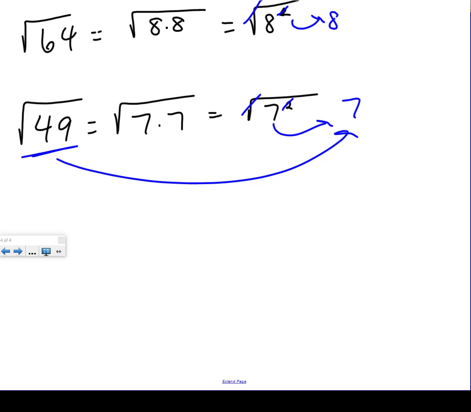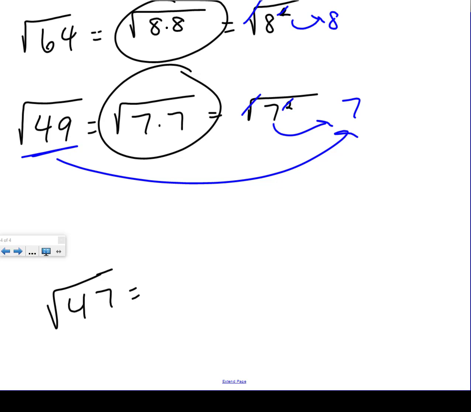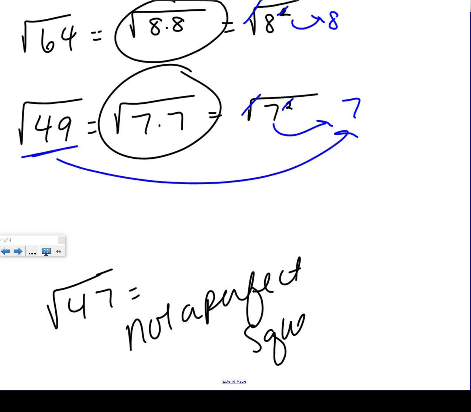All right, what about one that looks like this, the square root of 47? There are no 2 factors that multiply together to give me 47. No 2 identical factors that multiply together to give me 47. So this one is not a perfect square. So that one can't be simplified.